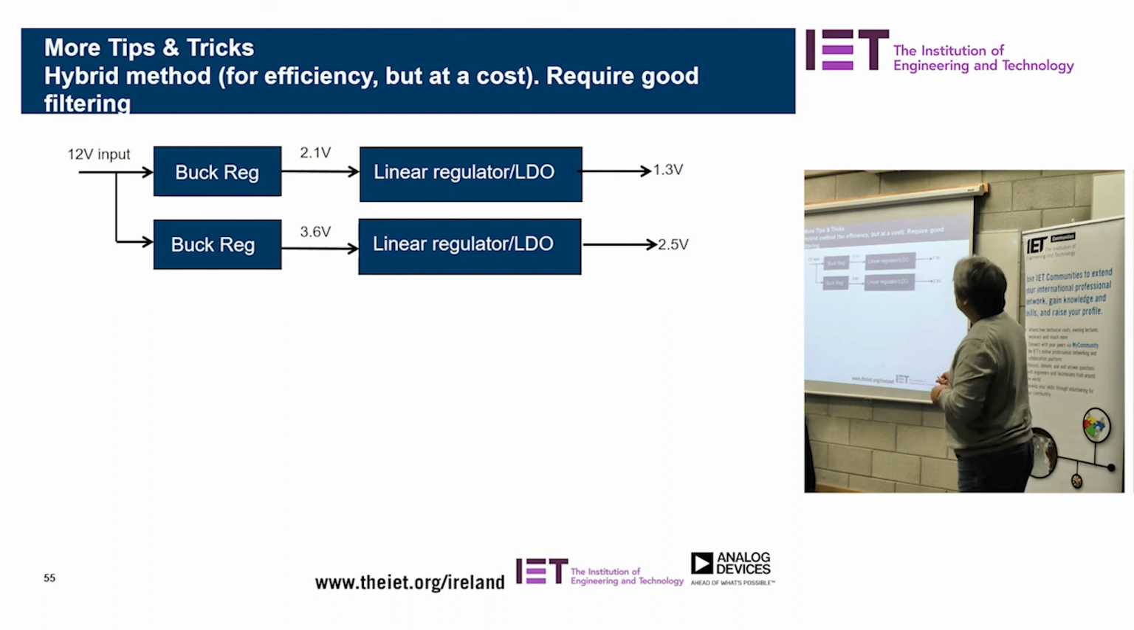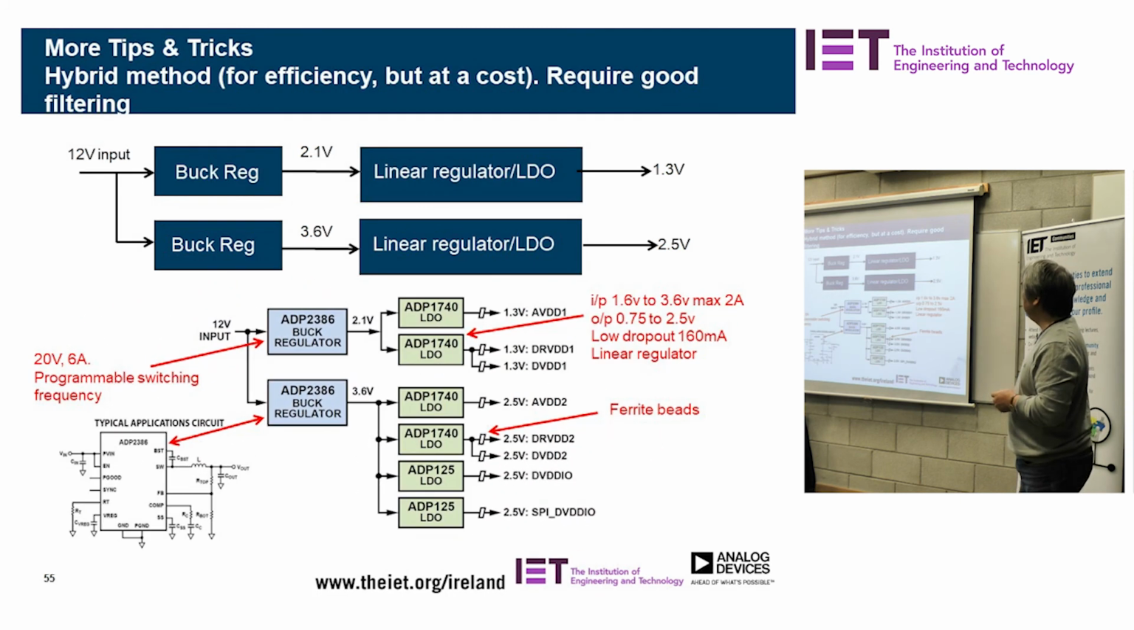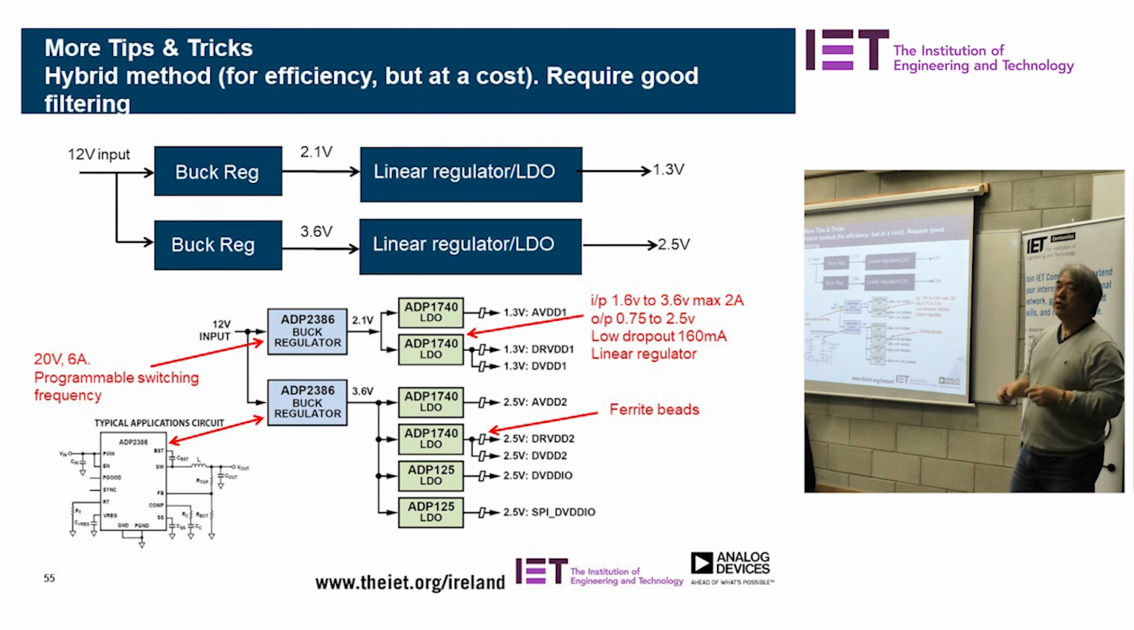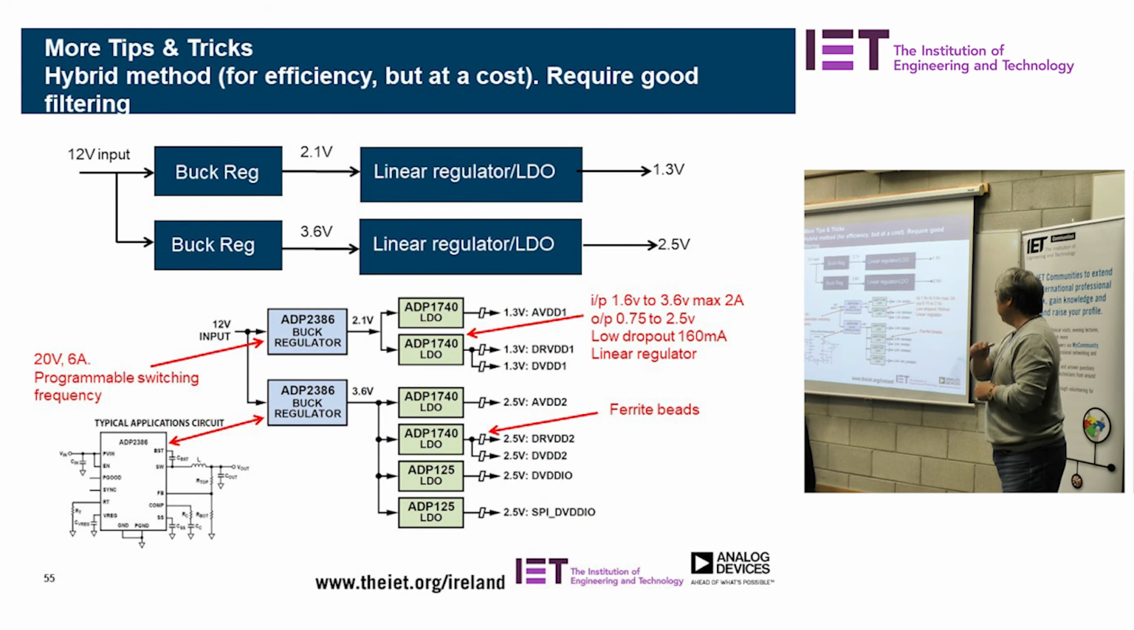Okay, here it is. So use a buck regulator to go down to 2.1 volts, and then from there you use a linear to go to 1.3. Then you can use a buck regulator to 3.6, and then a linear to here. So you actually do a hybrid method, I call it. When it comes down to full design, this is the actual chip to use. We actually help you design it, implement it, and choose what chip to use to make it more efficient. So this is actually the part you use.